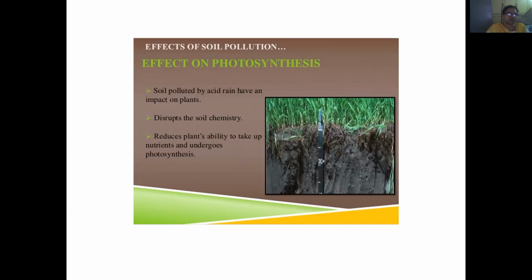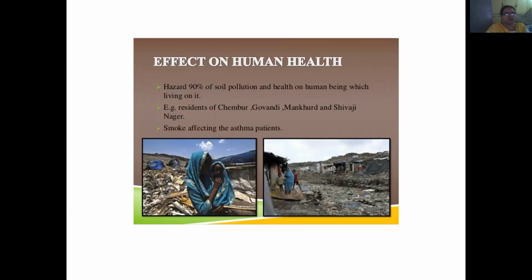Then the effect on photosynthesis, that is, it disrupts the soil chemistry and reduces plants' ability to take up nutrients and undergo photosynthesis. Then we have the effect on human health, that is, hazards of soil pollution to the health of humans living on it. There is an example given here: residents of Chembur, Govandi, Mankhurd, and Shivaji Nagar get more affected by the soil pollution than by smoke affecting the asthma patients.